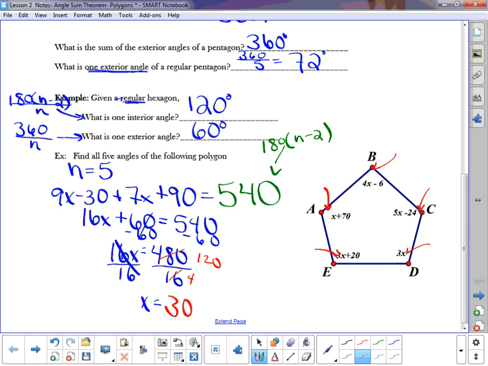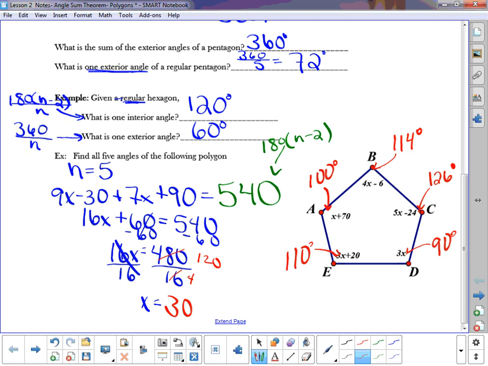Alright, what do we get for angle B? 114. So 114 degrees for B. How about C? 126. D? And as you can see, once again, the pictures are not drawn to scale. Alright, how about E? 110. And finally A? 100.